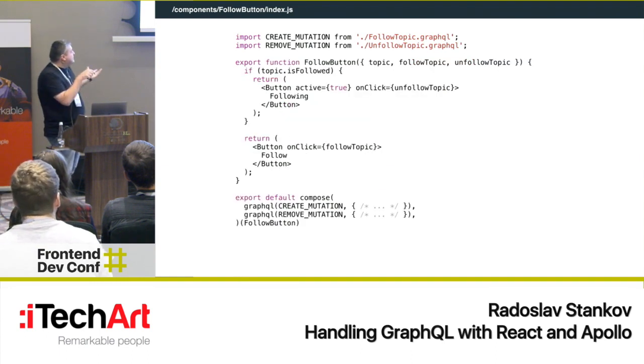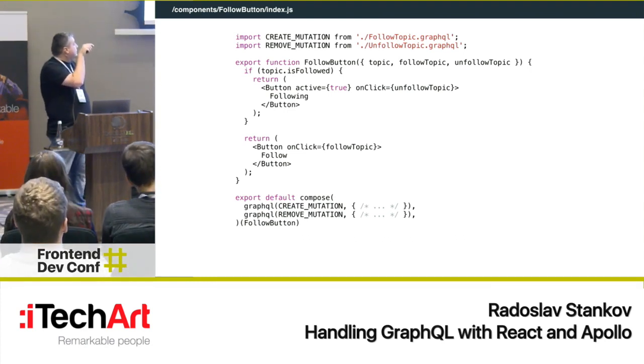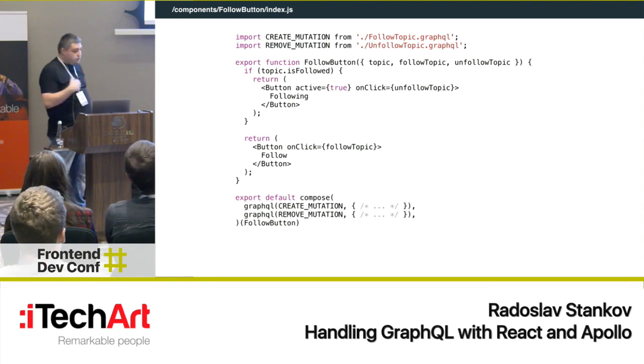And our button is quite simple. We get two functions because we have create and remove. We check if the topic is followed, so we show the two buttons.